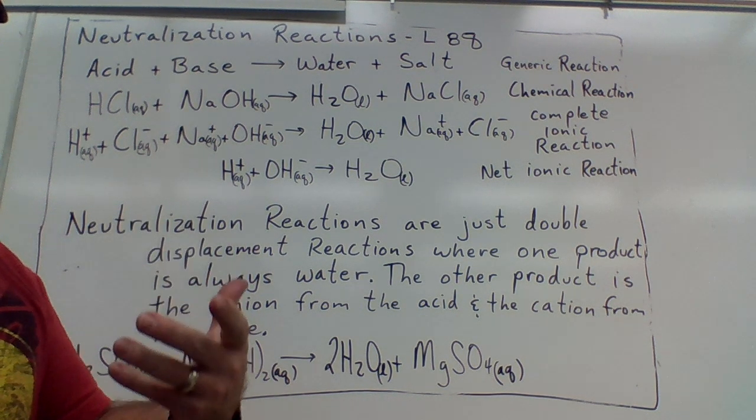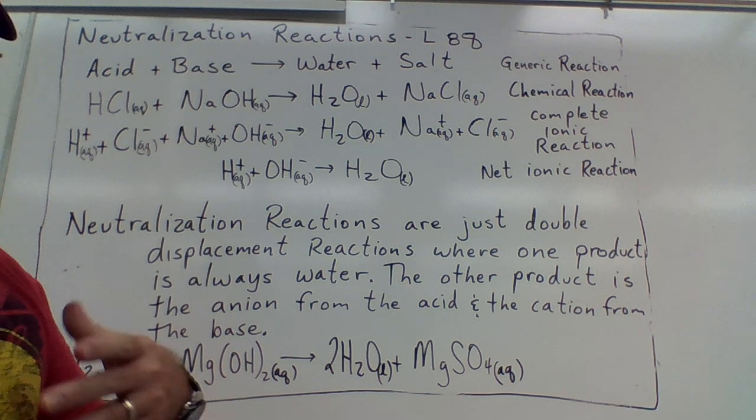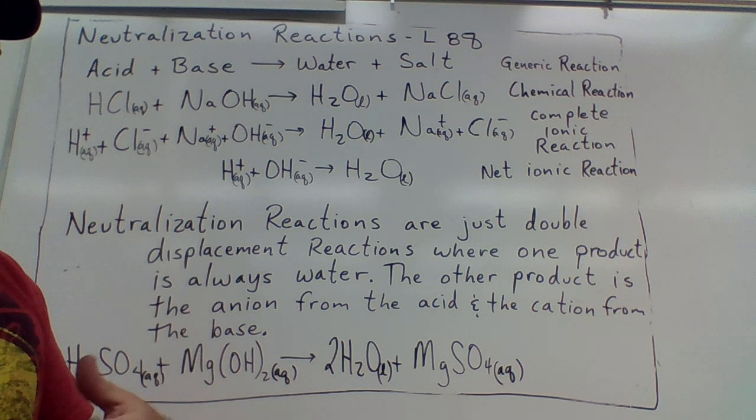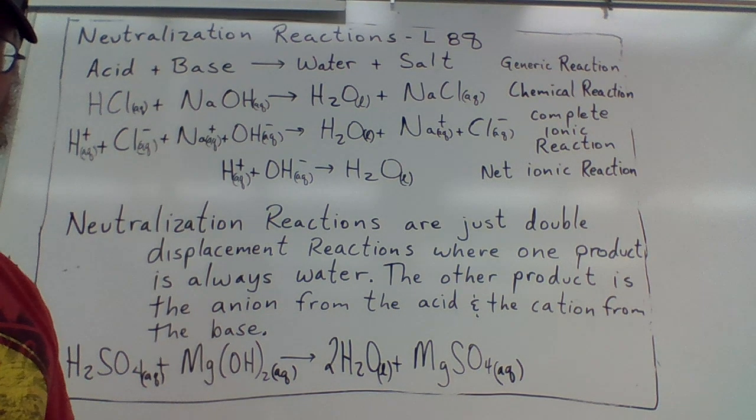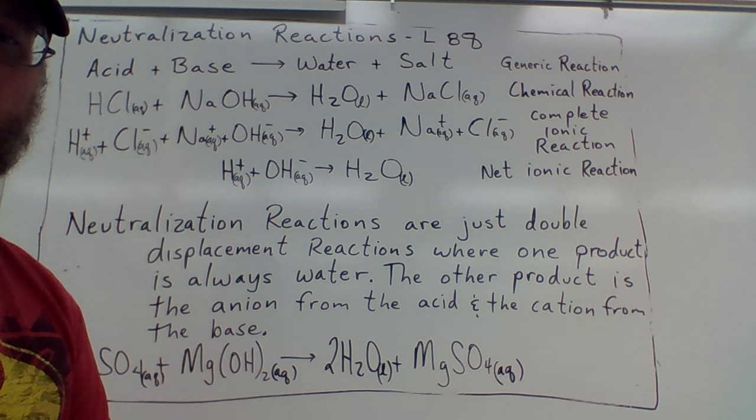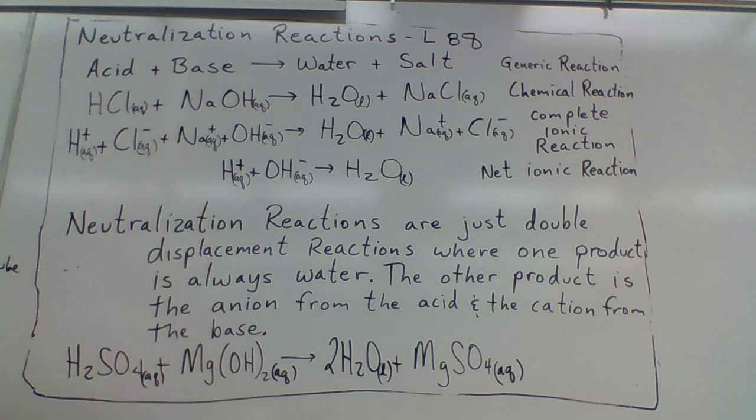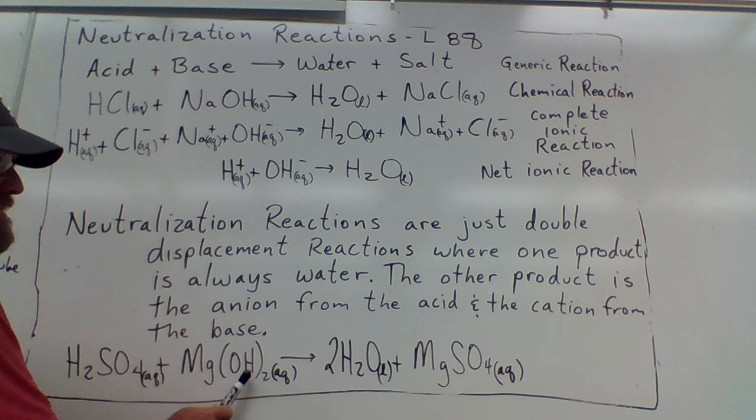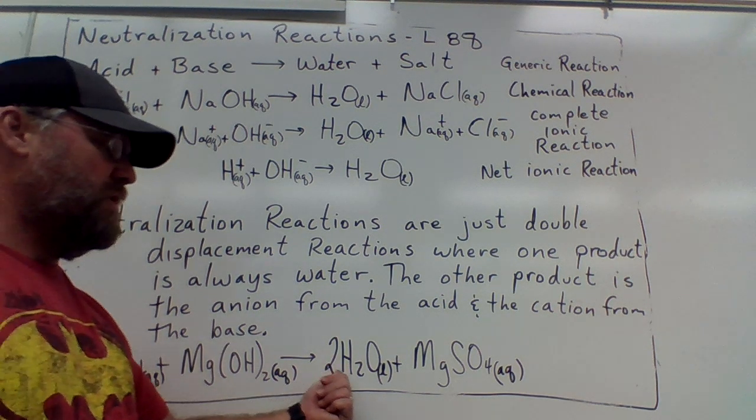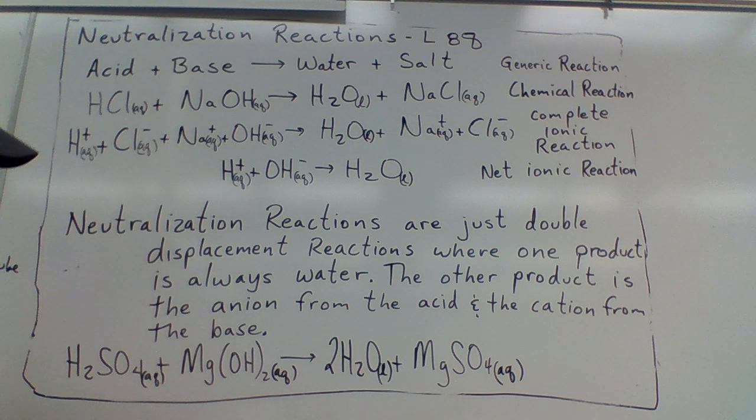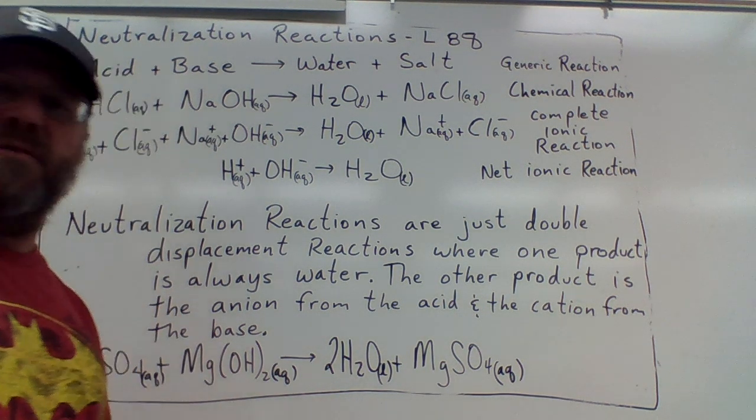So the check-in question at the end was: you take sulfuric acid and you combine it with magnesium hydroxide. What are your products? Write a balanced chemical equation for that. And so basically what's going on here, we've got two H's here and two OH's here. So two hydrogen ions, two hydroxide ions. That's going to make two waters. I have an Mg, which is a 2+. I have an SO4, which is a 2-. So they're going to get together as MgSO4.